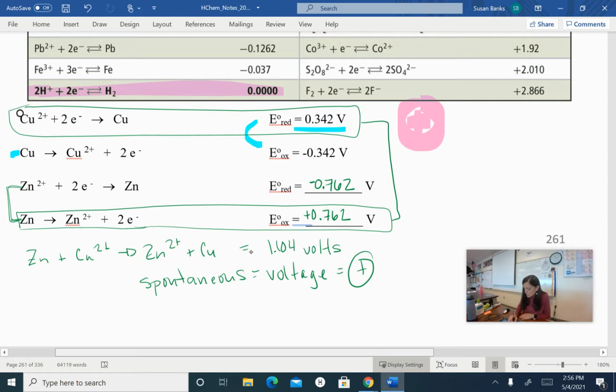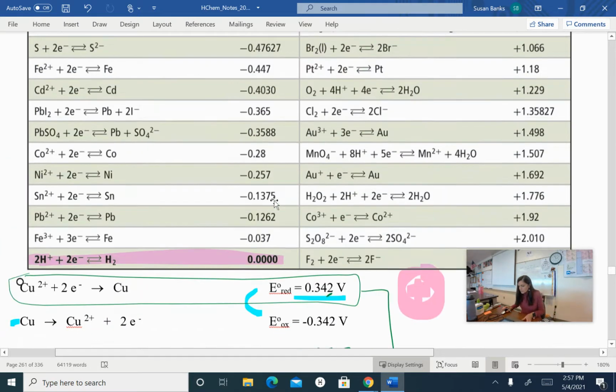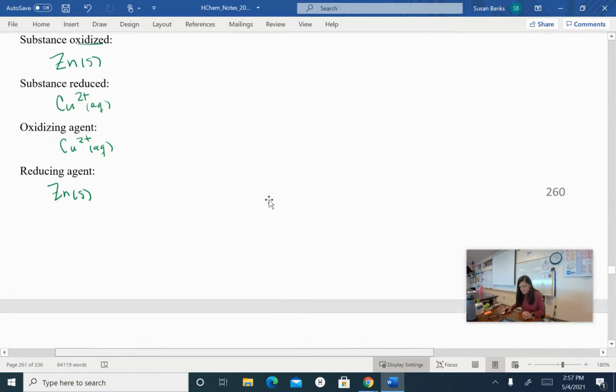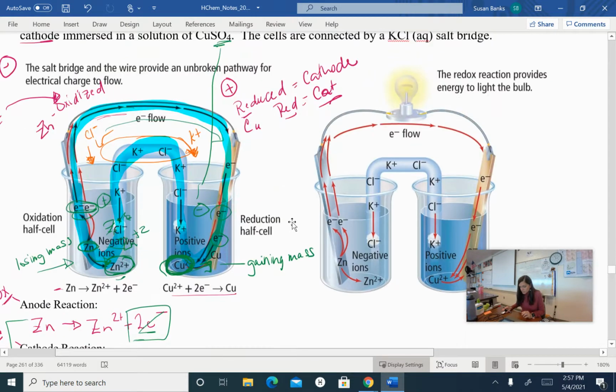So when we do voltages, we are going to look for place value for our sig figs. These all go to the thousandths, so I can use my answer out to the thousandths. So 1.104 will work. Let's see if there's anything else I want to say about this.